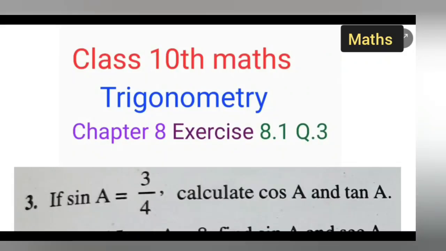Today's question is taken from class 10 mathematics from the trigonometry chapter. I will be solving chapter 8, exercise 8.1, question number 3 today. That is, if sin A is equal to 3 upon 4, calculate cos A and tan A. Okay, so let us start.